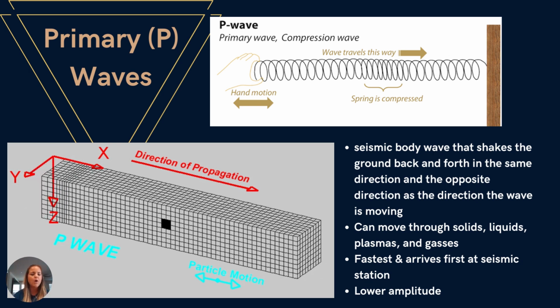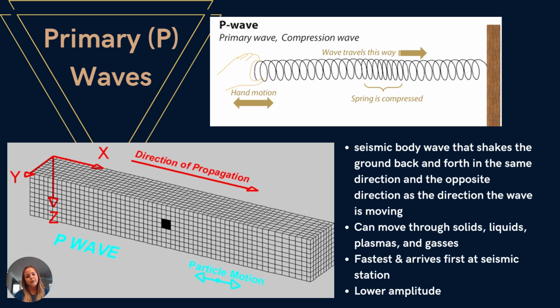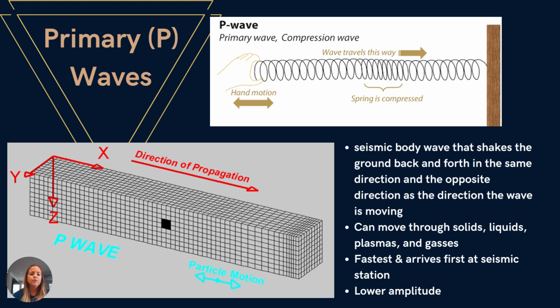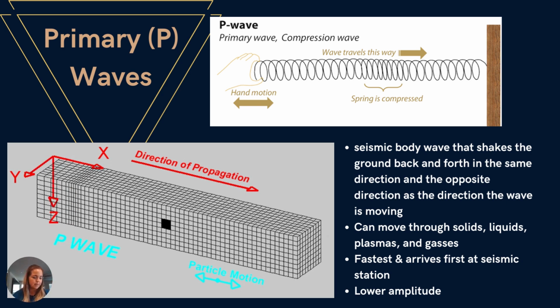So you can try this at home with a slinky if you have it. There's also some videos that I will link in your lab that show you this happening. P waves can move through solids, liquids, plasmas, and gases, and they tend to have a lower amplitude when they arrive at the seismic station. And so they move pretty quickly, but they don't amplify very strong. So we don't necessarily see a huge spike on our seismogram when they actually arrive.